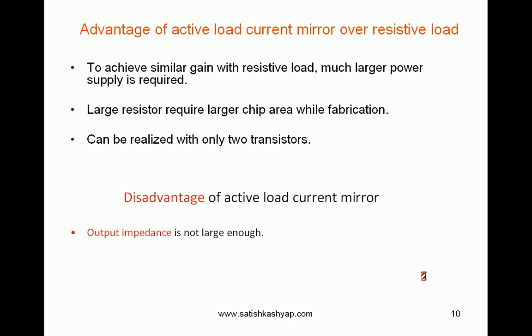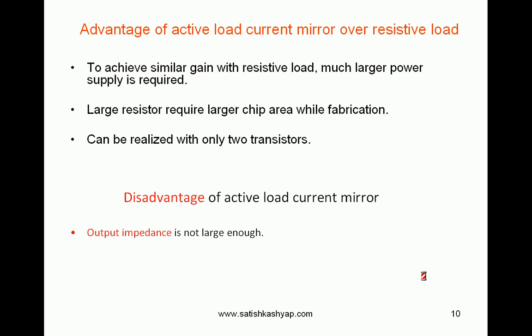Advantage of active load current mirror over resistive load. Already we have seen applications of current mirror in the last class, where we have seen the common source amplifier and how its load is replaced with a current mirror. The load of the common drain amplifier is also replaced with a current mirror, and likewise in the differential amplifier and other places. Wherever a passive resistor is there, it can be easily replaced with a current mirror, and whenever it is replaced, it is treated as an active load.